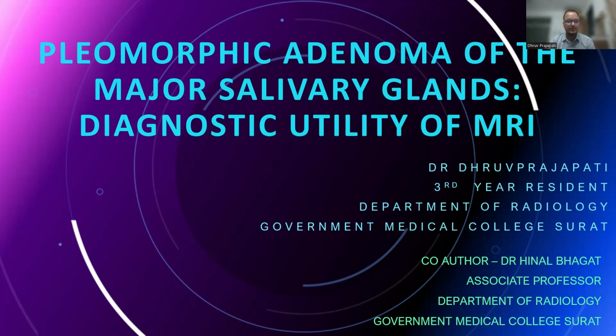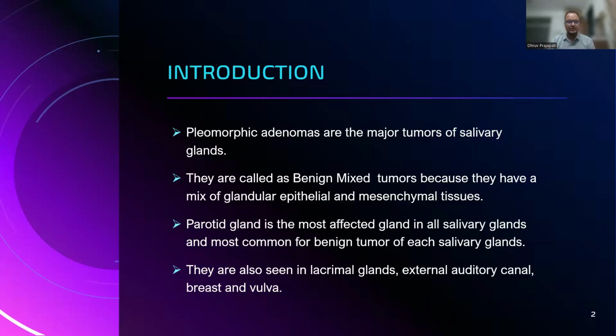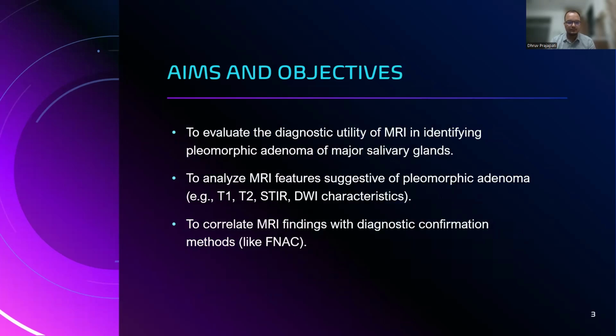I am presenting a paper on pleomorphic adenoma of the major salivary glands, diagnostic utility of MRI. Introduction. Pleomorphic adenomas are the most common tumors of salivary glands. They are called benign mixed tumors because they have a mix of glandular epithelium and mesenchymal tissues. The parotid gland is the most affected of the salivary glands and the most common site for benign tumors. They are also seen in the lacrimal glands, external auditory canal, breast and vulva.